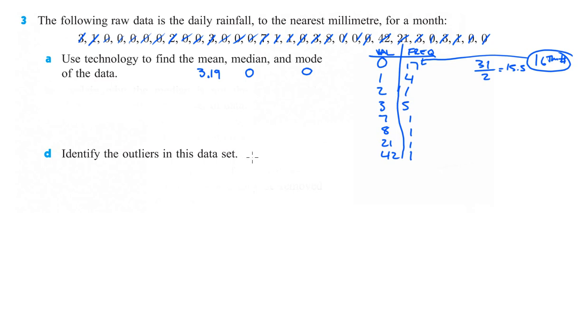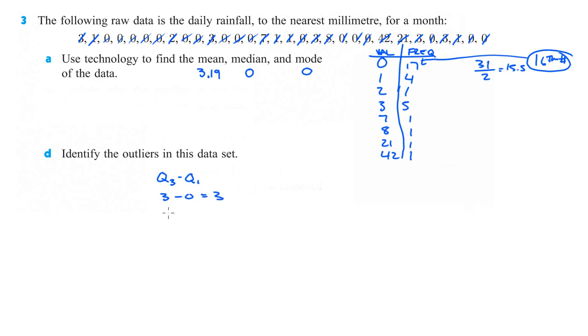Identify the outliers in this data set. So another bonus of doing it on this calculator here is it's going to give us the 5-number summary because we need to figure out the interquartile range, right? We have to do quartile 3 minus quartile 1. So Q3 minus Q1, in this case, is going to be 3 minus 0, which is 3.